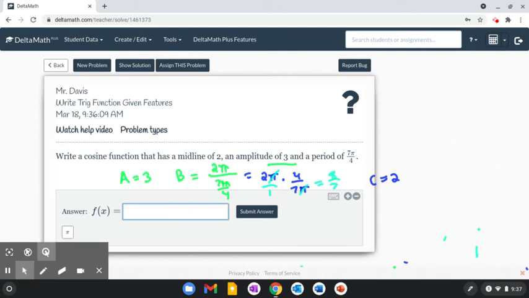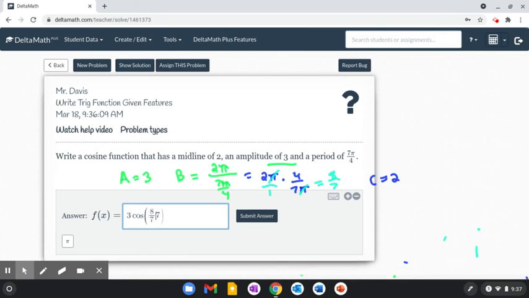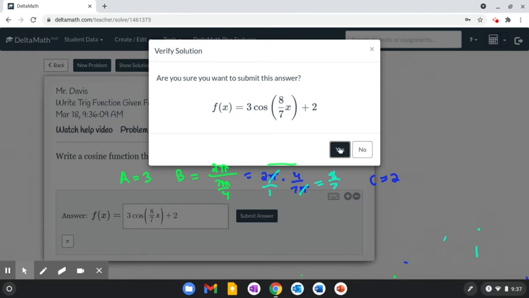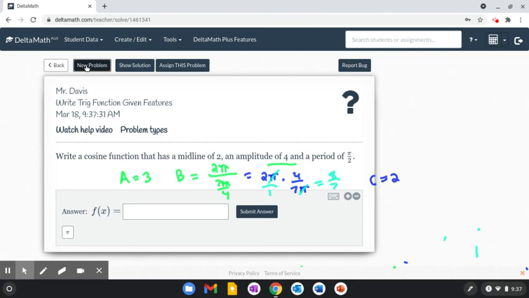Let's go and type that. So 3 cosine, parenthesis, our B was 8 over 7, so I'm just going to type 8 over 7. For some reason it's not. There we go. X, and then plus 2. I don't know if they have any midlines where they're negative. If there was a negative midline, then you would just put minus, but it looks like they're all positive for whatever reason. All right, let's go ahead and look at the next section.